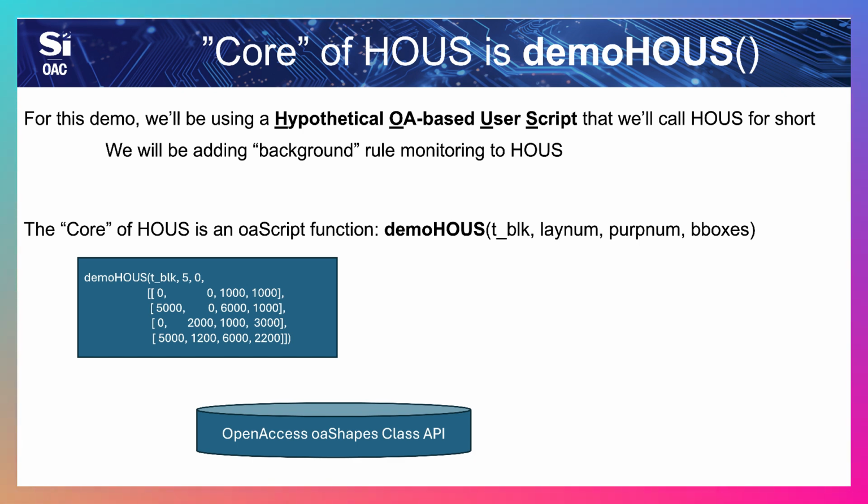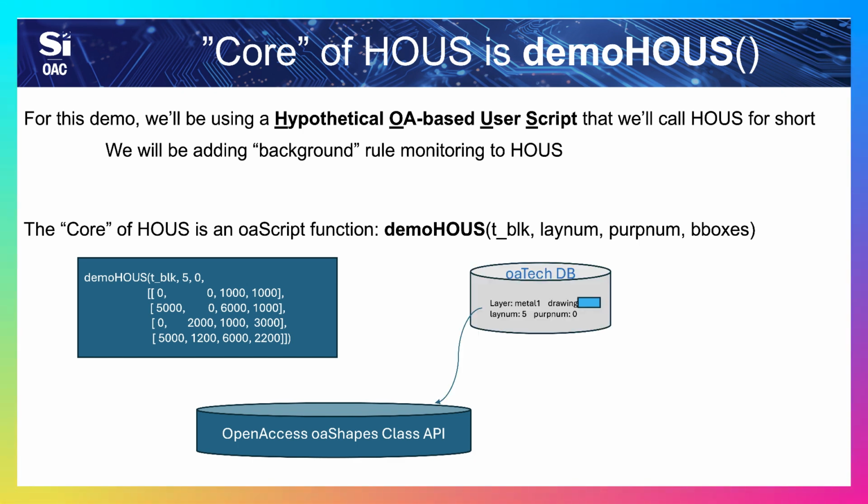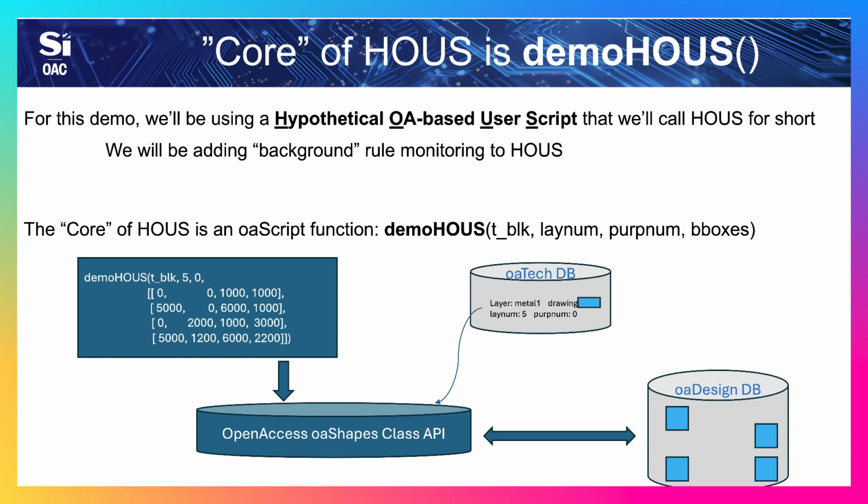This OA script function will use a tech.DB and an OA design database. For simplicity, all that this core function, demo HOUS, does is call OA 4 times and create 4 shapes and then finishes. So there is no complexity at all in our core function.